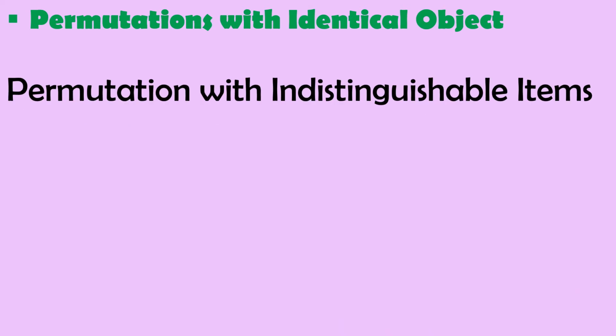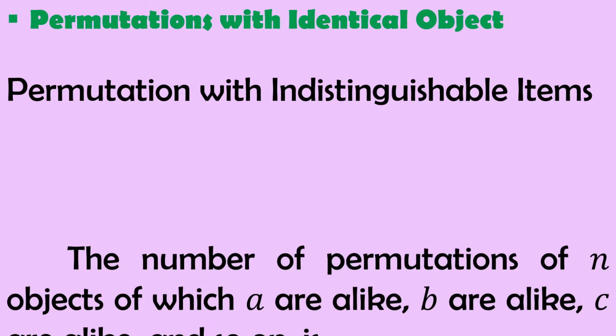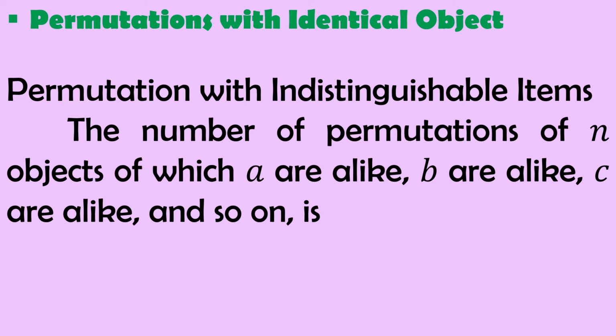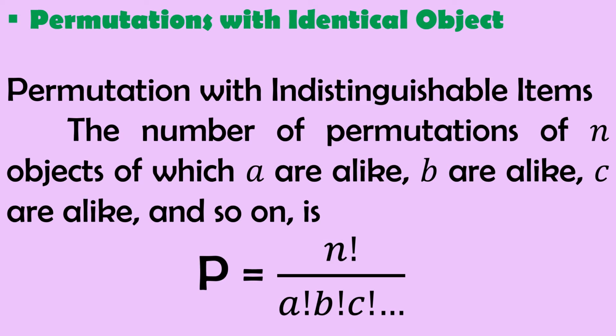Next, with linear permutation is the permutations with identical objects. Permutation with indistinguishable items, the number of permutations of n objects, of which A are alike, B are alike, C are alike, and so on. So we have here the formula: permutation is equal to n factorial over A factorial multiplied by B factorial multiplied by C factorial, and so on.